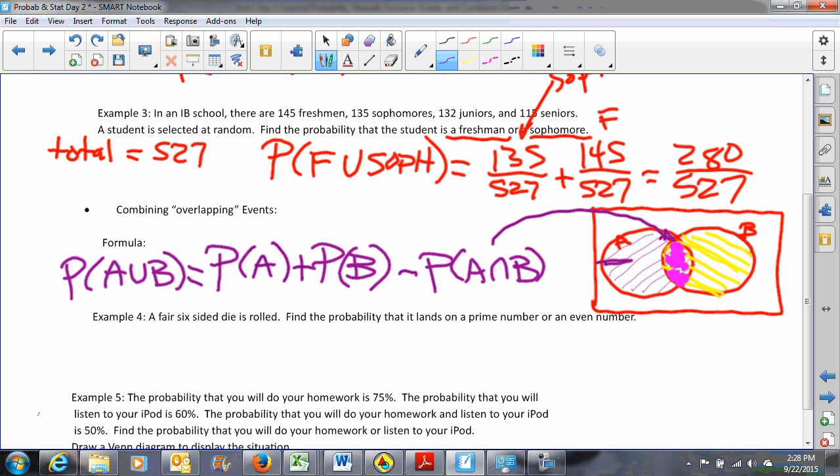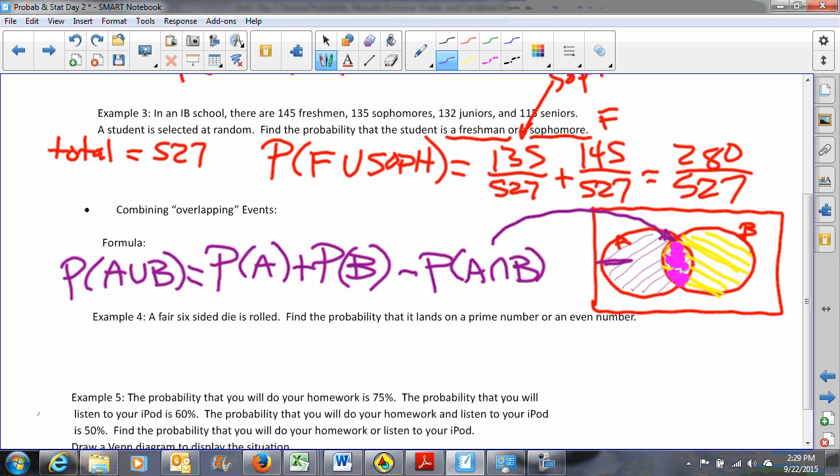Now, this has a mathematical name. This is called the principle of inclusion-exclusion, but that's probably not something you're going to need to know for some time. Now, that would be how you handle combined overlapping events, or events that are not mutually exclusive.